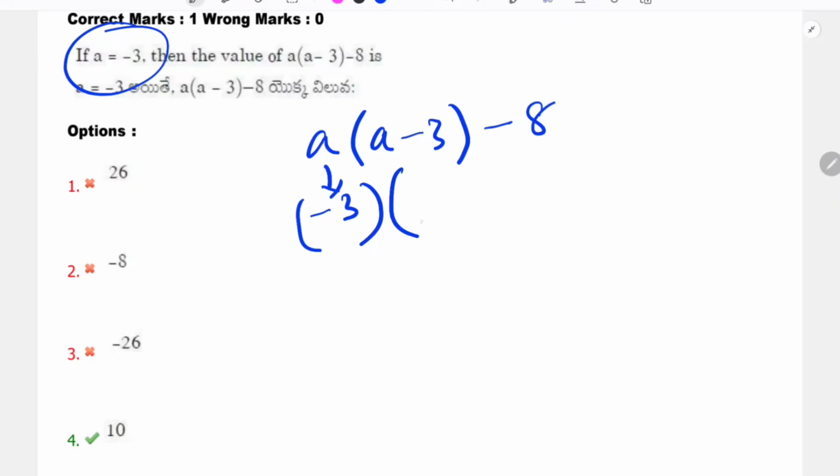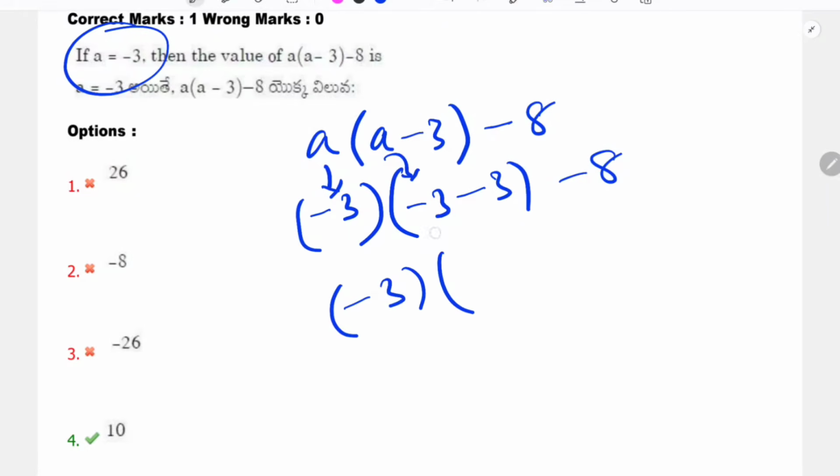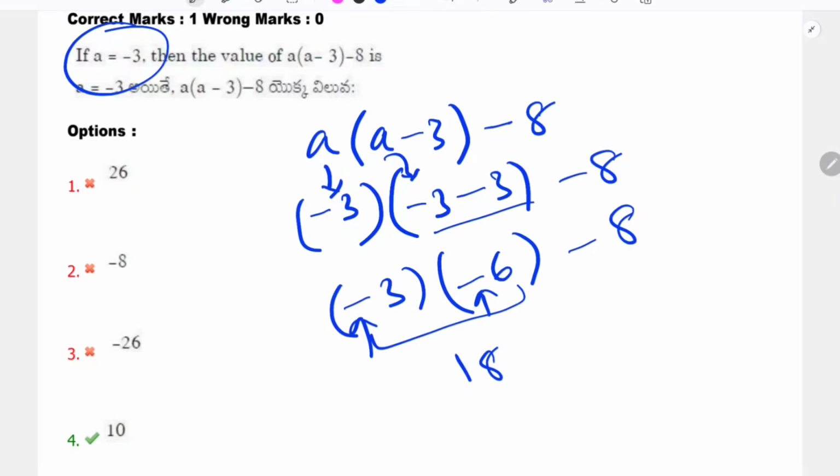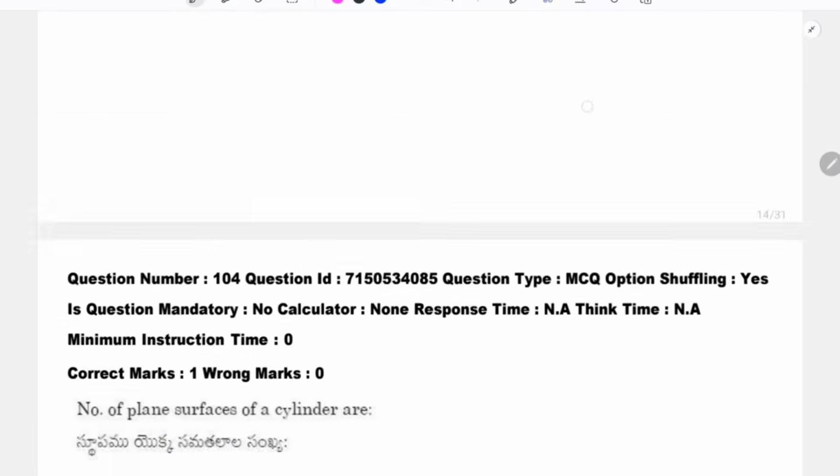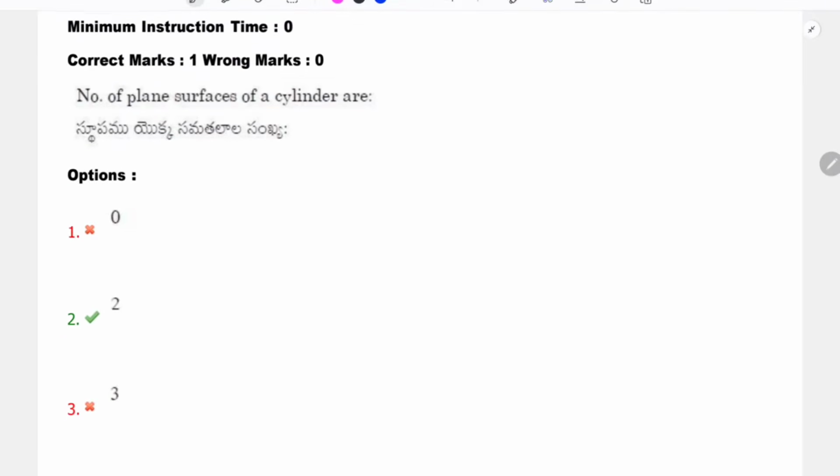Wherever there is a, write minus 3. So here also a, write minus 3. Already minus 3 is there. So minus 3 multiplied by (minus 3 minus 3). 2 times minus 3 means what? This is minus 6, minus 8. So minus 3 into minus 6. 3 into 6 is 18, and minus into minus is plus. So plus 18 minus 8 is 10. Clear? So this is the answer. This is a basic question, maybe a 6th class, 7th class question.